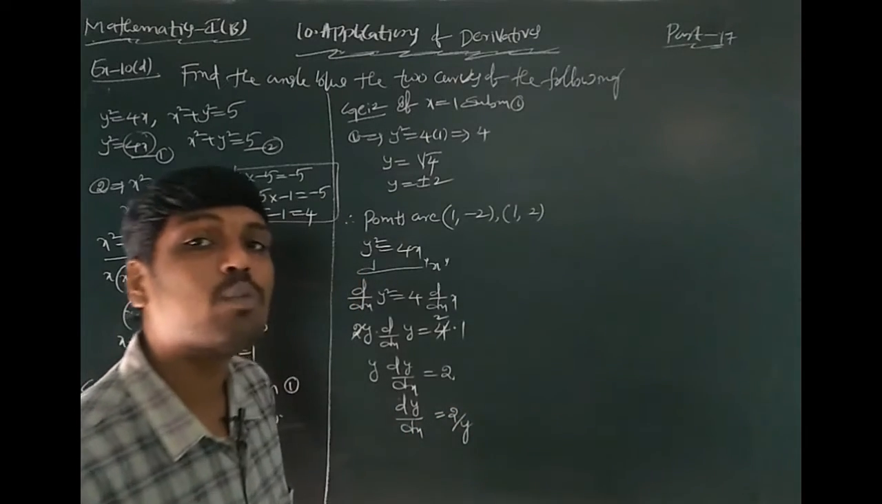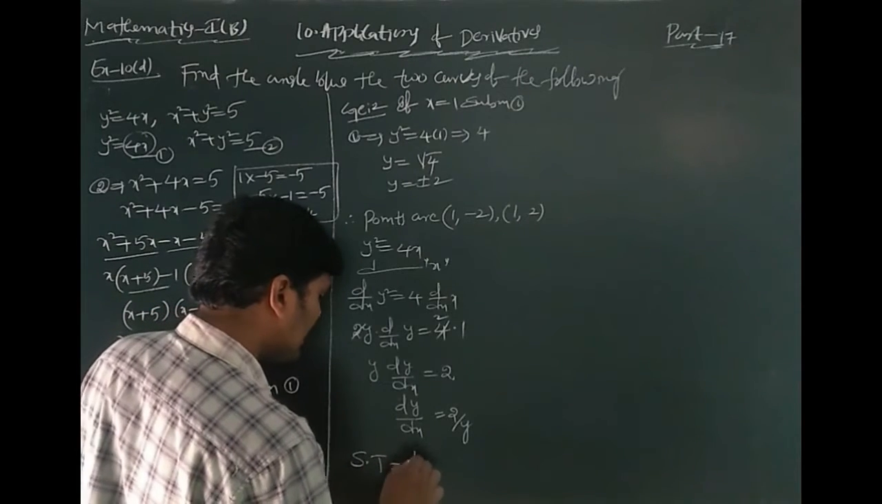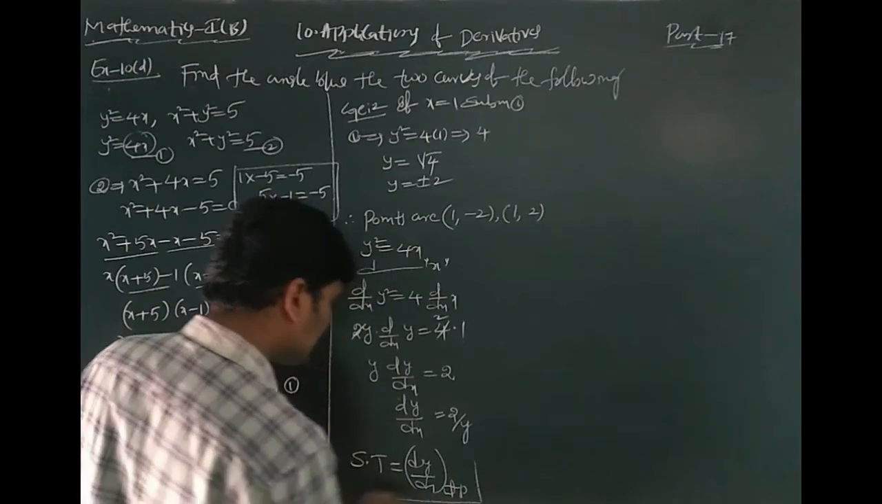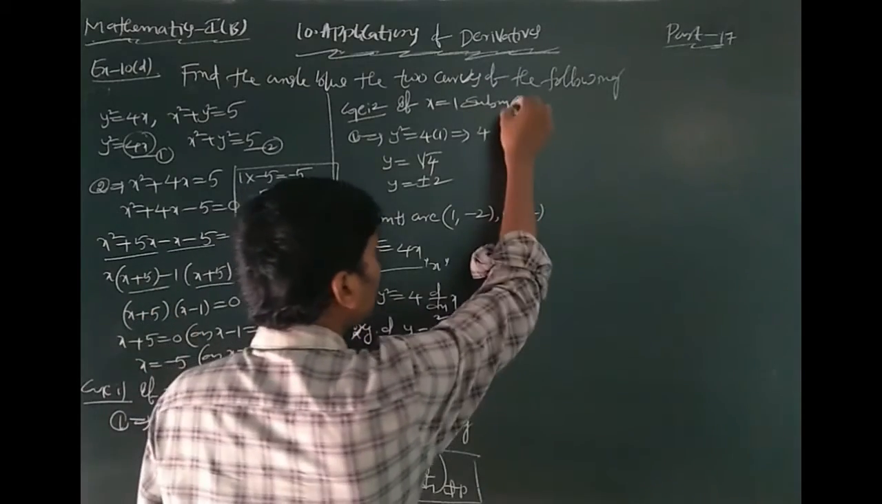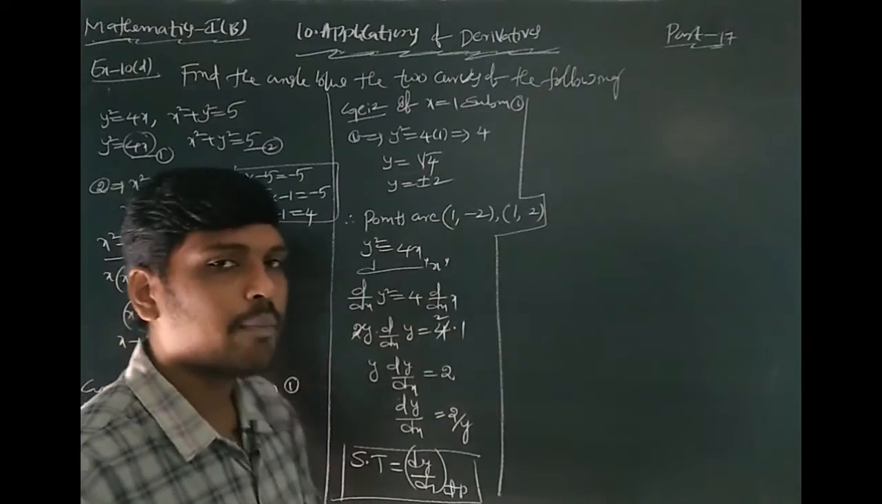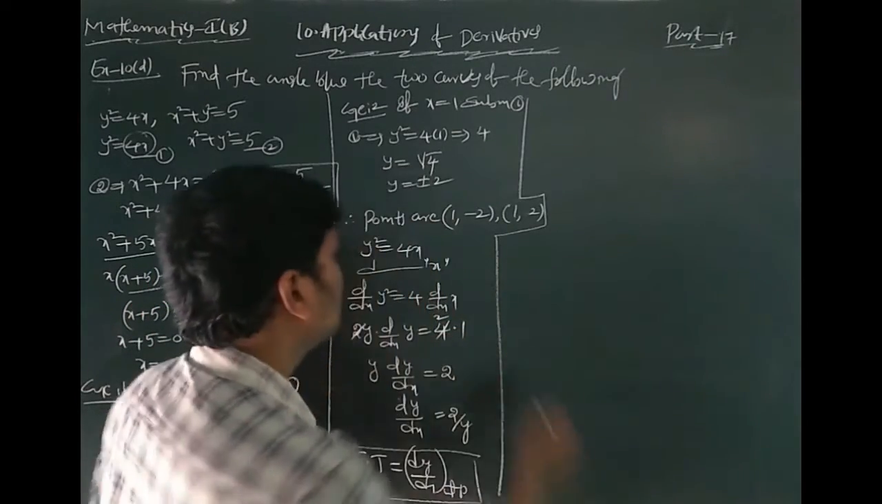What is the formula of the slope of the tangent? The slope of the tangent formula is dy by dx at point P. Here the P point is given. Here 2 points are given. One is 1 comma minus 2, another one is 1 comma 2. You can use which point? I am taking this point.